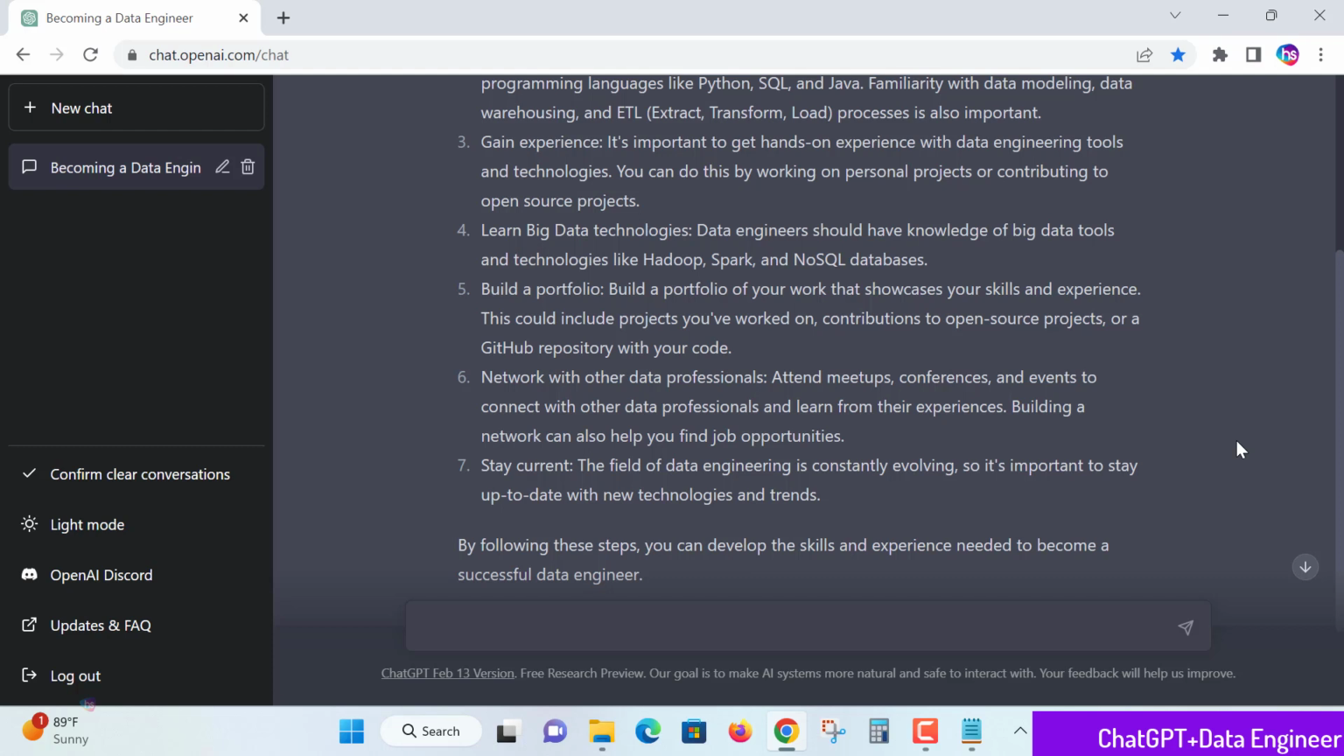Network with other data professionals by attending meetups, conferences, events, and connecting with data professionals and learning from them and their real-time expertise. Building a network is also a way of finding job opportunities.